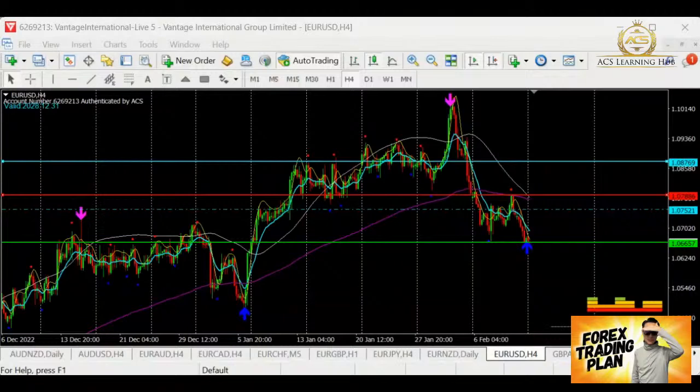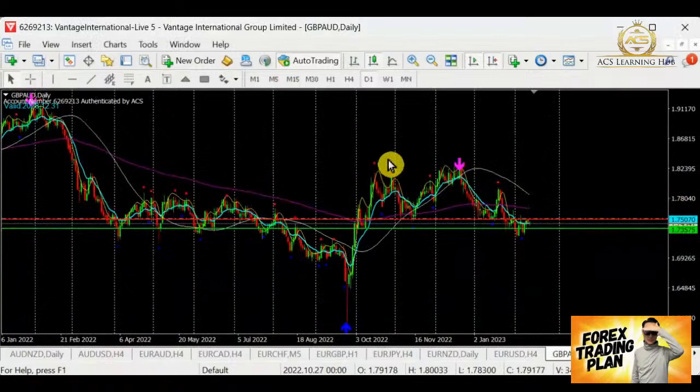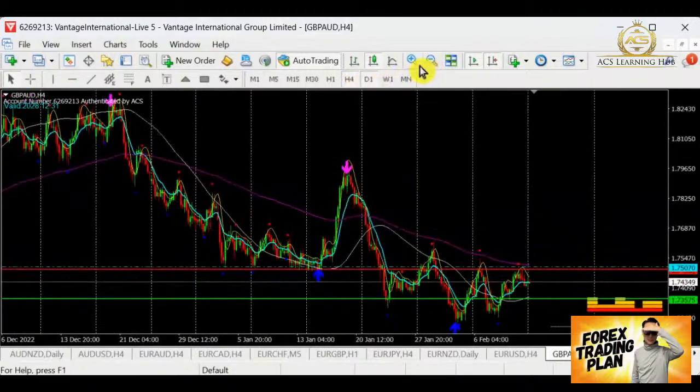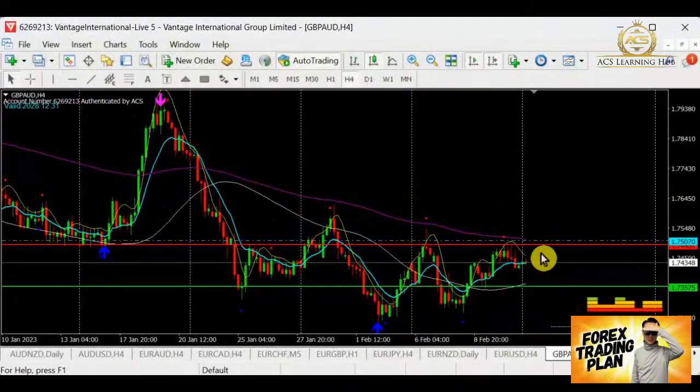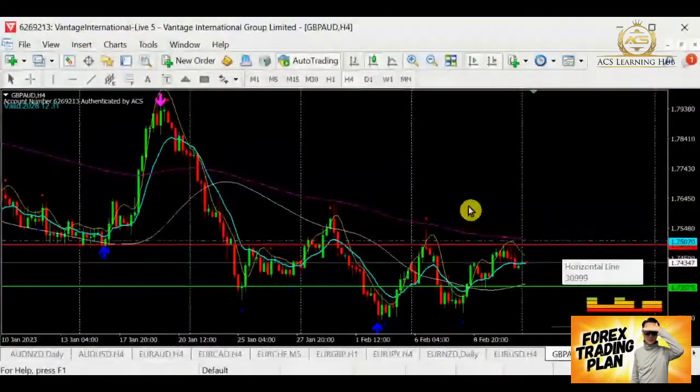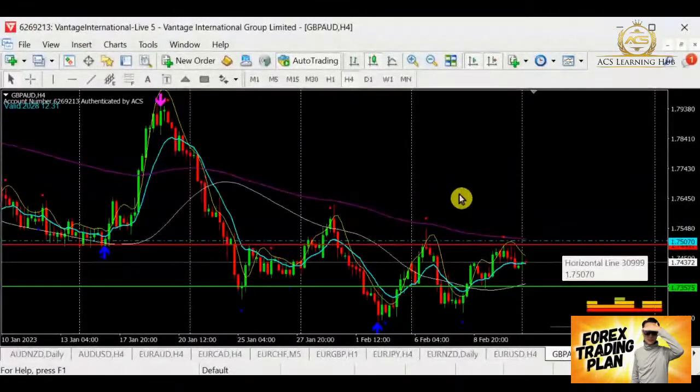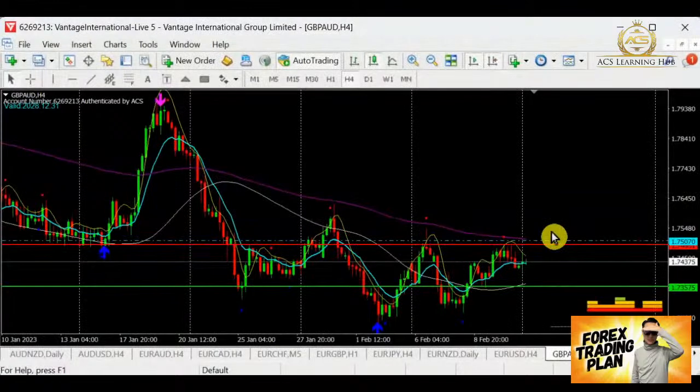And for Pound Aussie, Pound Aussie today looks like we are going for a selling. I think that's quite good. Since we are looking for selling, let's wait for the resistance. We have identified this as the same resistance. No change for this resistance over here. So for this Pound Aussie, we have two options. We have two plans.